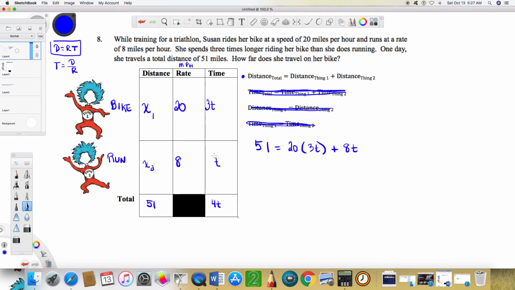Now, usually I use x, but we can use t. I just realized that. Hope that doesn't bother you too much. So I've got 51 is equal to 60t plus 8t. And t equals 51 divided by 68, and that's in hours.